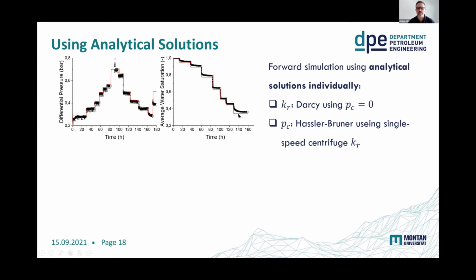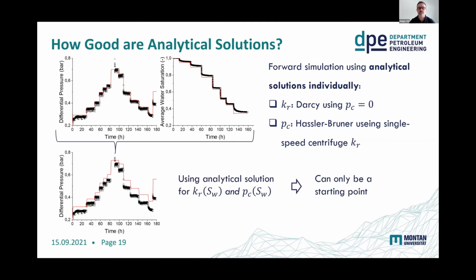For the centrifuge data, the average water saturation here, we see the fit is not very good, but it's also not completely unacceptable, I would say, right? So here, for example, we use PC equal to 0 because the analytical solution is made for that. But what if we combine both?